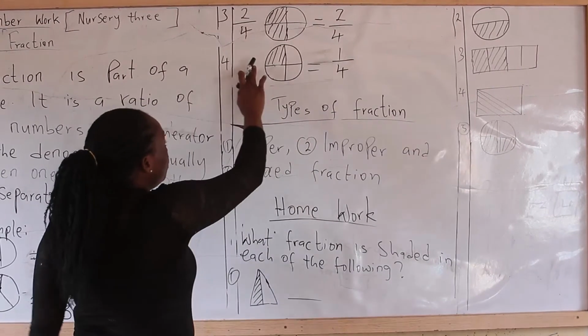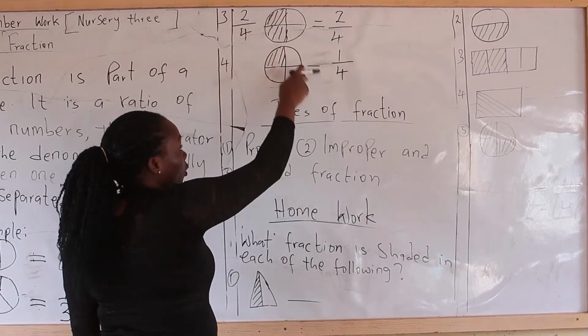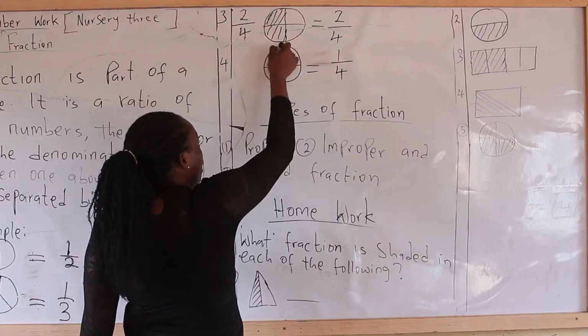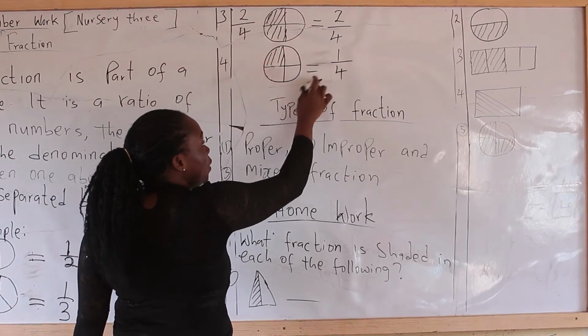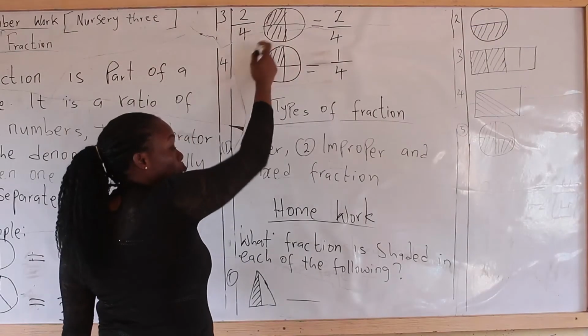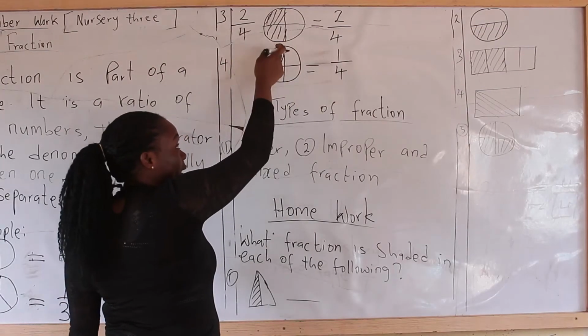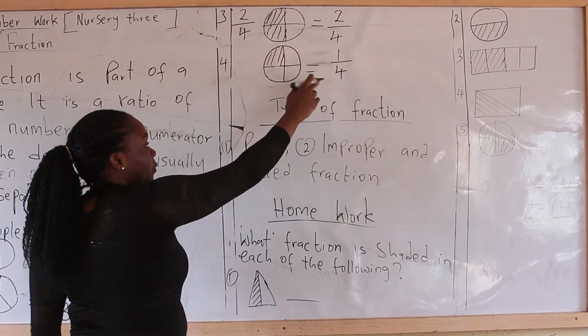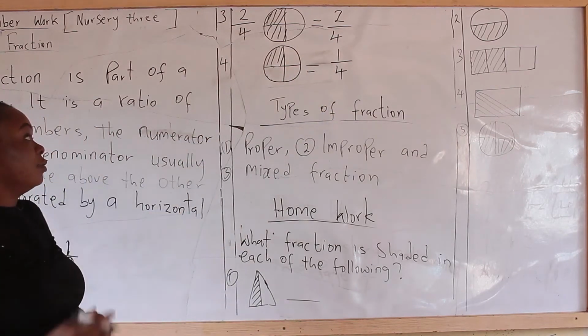The next orange, we are going to divide it into 4. When you divide it into 4 and shade one part, it will give you 1 over 4. The total number is 4, and the shaded portion is 1. That is 1 over 4. That is what we call fraction.